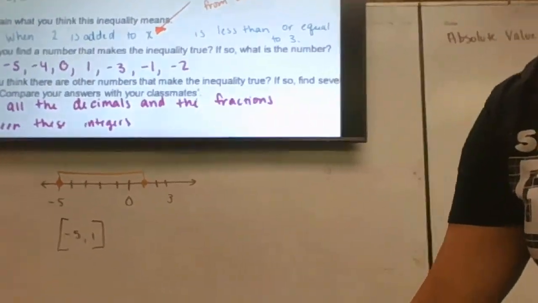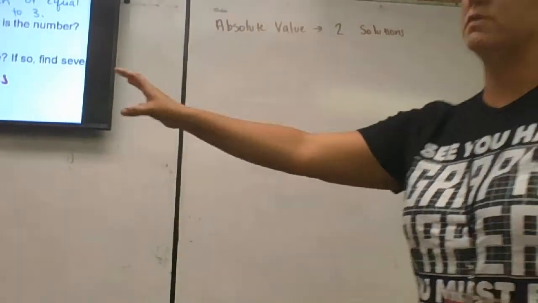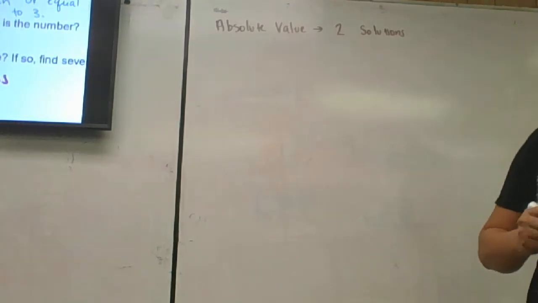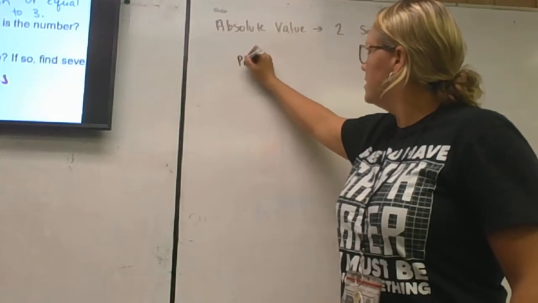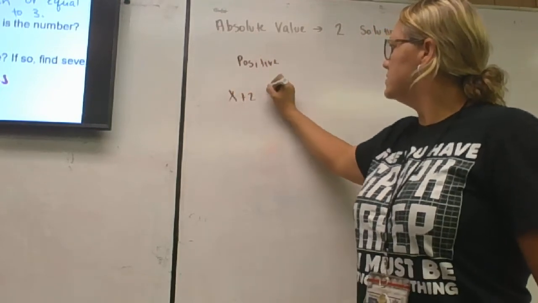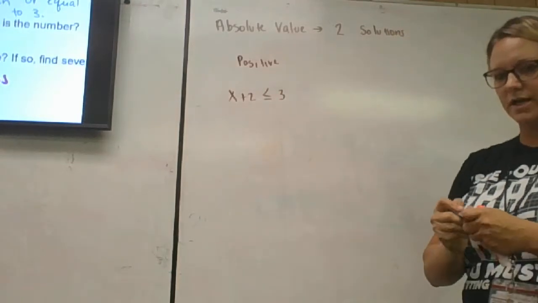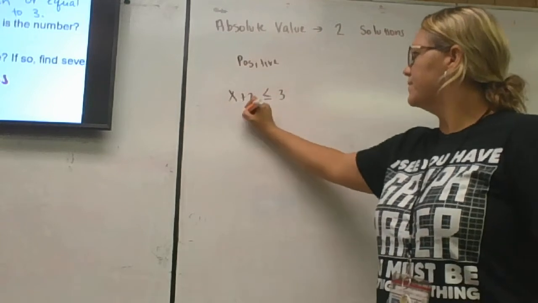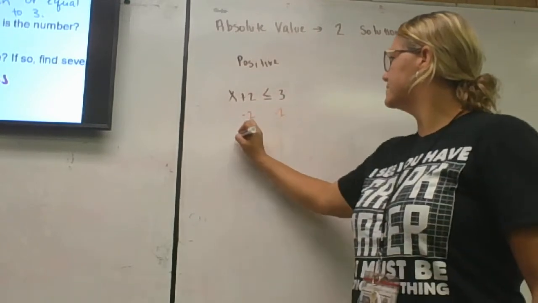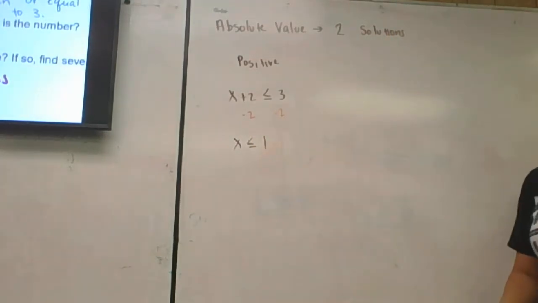So I'll give you guys the process, and you don't have to write it now. I'm going to give you steps. But let me show you how to come up with those numbers if you didn't have 30 people working together. Same thing as before. We're going to do the positive inequality. We'll do x plus 2 is less than or equal to 3, so I just drop the brackets. And I solved that. And there's x is numbers less than or equal to 1.